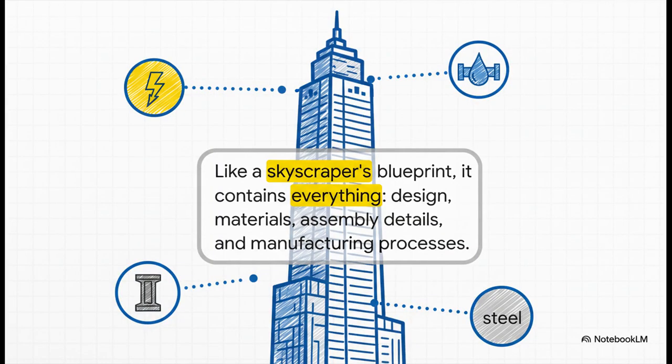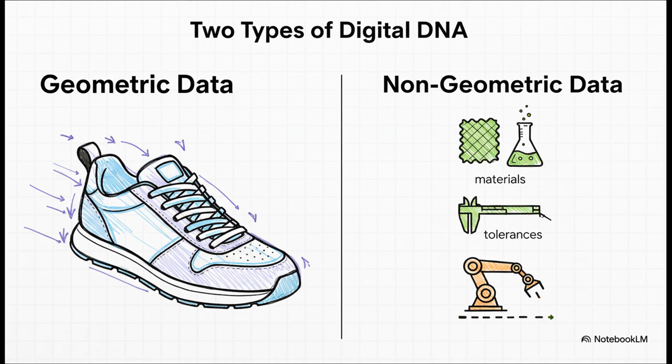To really get a feel for this, just imagine the master blueprint for a massive skyscraper. It's not just showing you the shape, right? It's detailing the plumbing, the wiring, the exact type of steel needed for every single beam, the thickness of every window. That level of insane detail, that's what this database is for a product. It's the whole shebang.